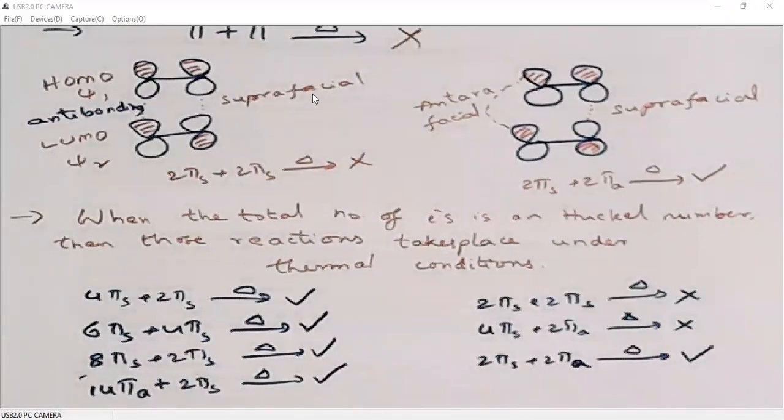4 pi s plus 2 pi a is possible. Okay. Of course, in principle, it is possible.